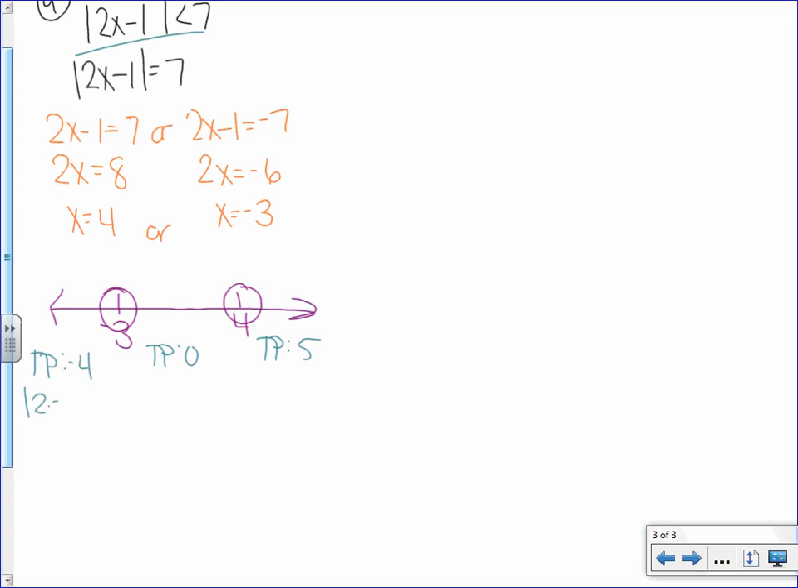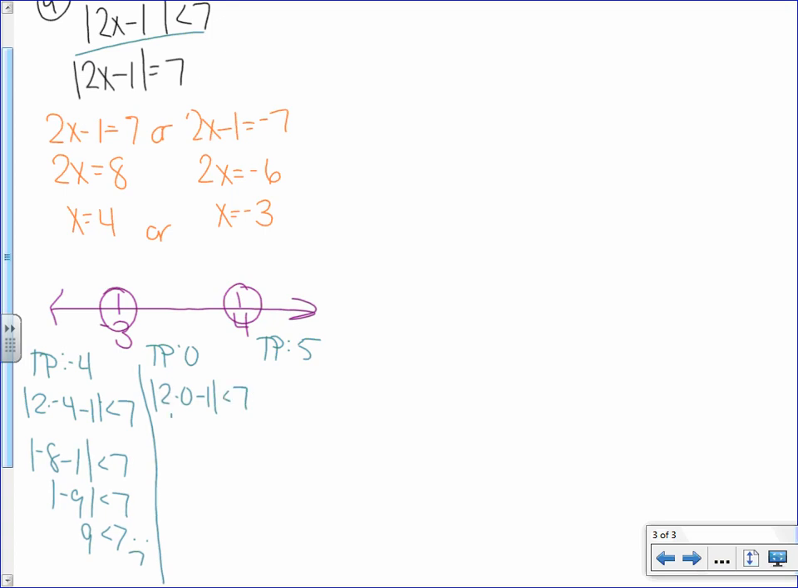So this is going to be 2 times negative 4 minus 1. It's a horrible less than sign. So that's going to give me negative 8 minus 1. That's going to give me negative 9. And then that's going to give me 9. That does not work. That's going to give me 0 minus 1, so that's negative 1. And the absolute value of negative 1 is 1. Yay, that does work. So I do shade in the middle.